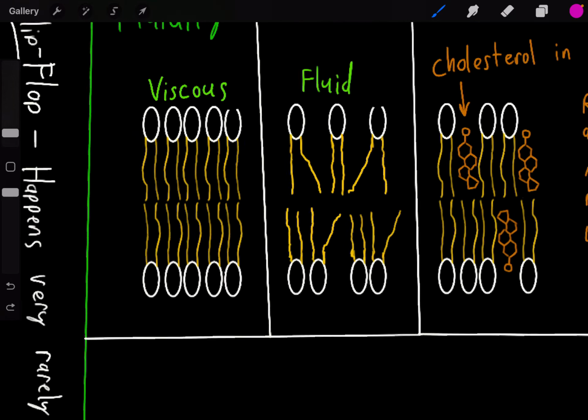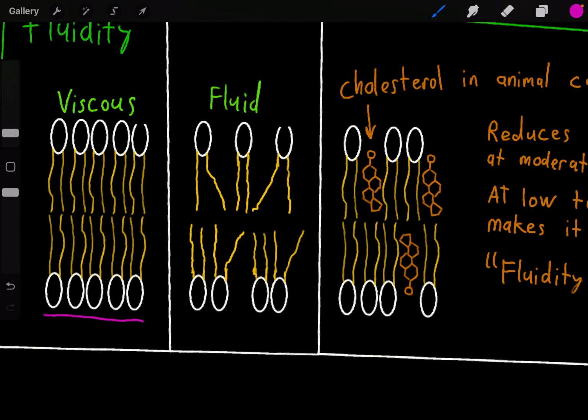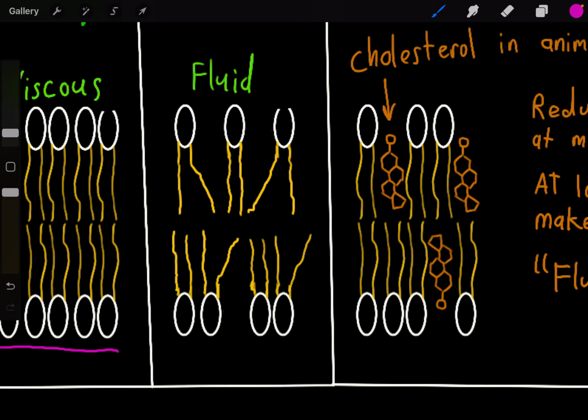We'll move over to the fluidity of the phospholipid. So one thing to know is that a phospholipid could be viscous, which means it has no movement, which is really bad. When you have no movement, that means you need your membrane to be fluid. If it's viscous, it wouldn't work. Your membrane proteins wouldn't be able to go in there. It would just be stuck together, very tight.